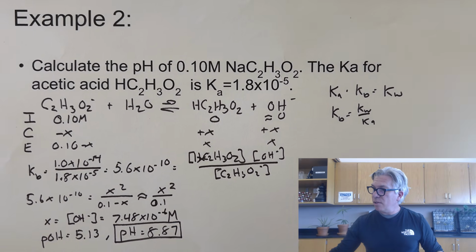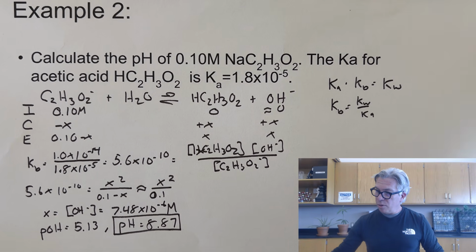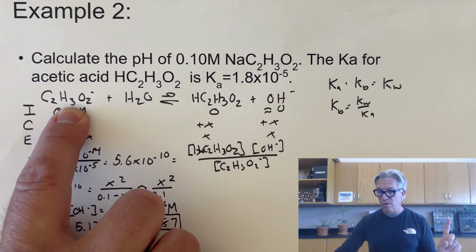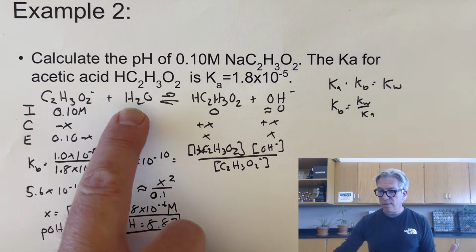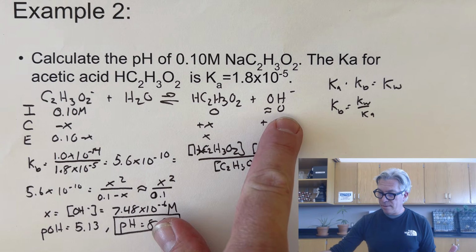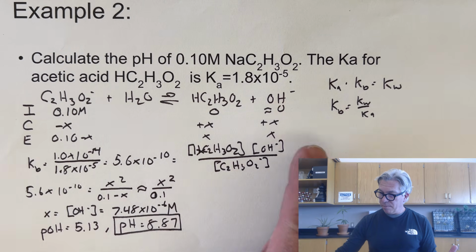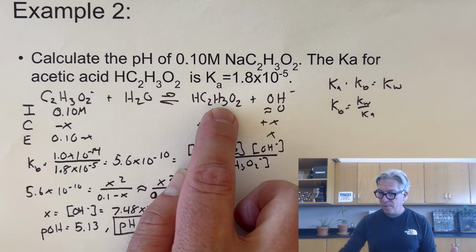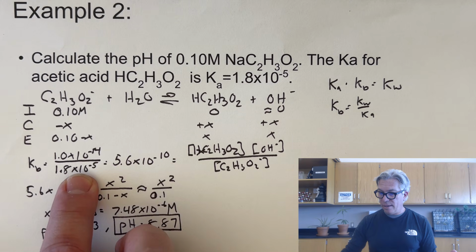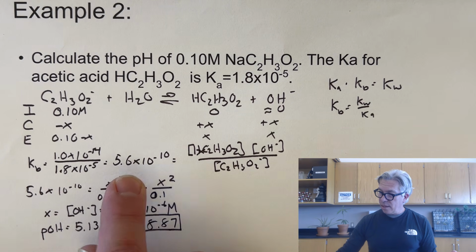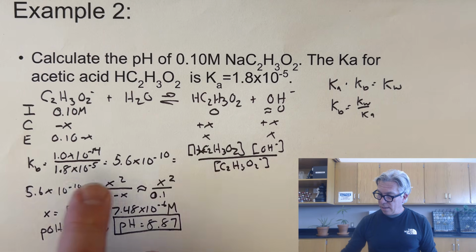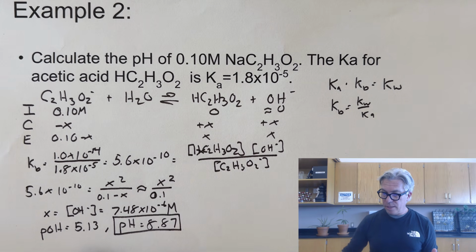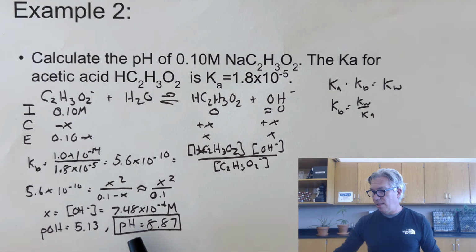Here's the example I used in my original video. Calculate the pH of 0.1 molar sodium acetate. Now, acetate is the conjugate of a weak acid, so it's going to act like a base, reacting with water to produce acetic acid and OH minus. Do a regular ICE table, but now I need the Kb, not the Ka for the acetic acid. But that's Kw over Ka, 5.6 times 10 to the minus 10th. Now I set it equal to my equilibrium expression, and I solve for X, which is the OH concentration here. Get the pOH of that, and the pH is 8.87.